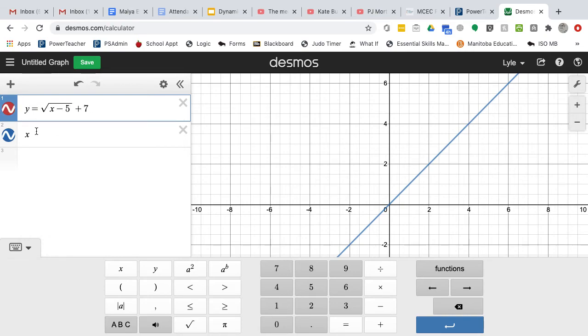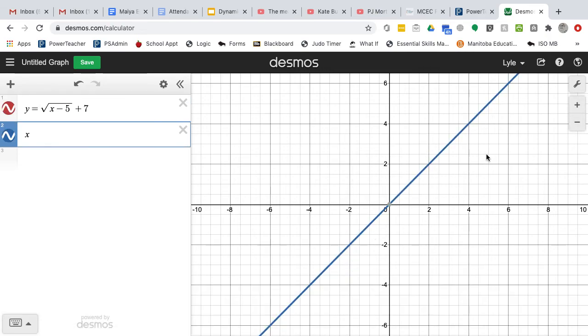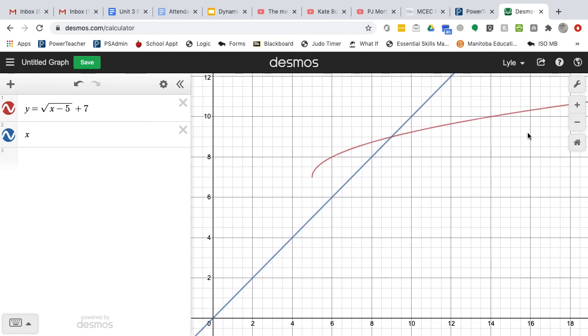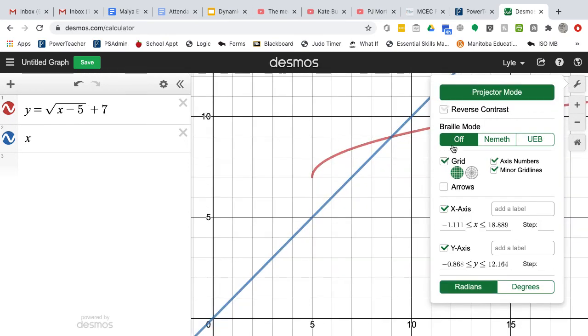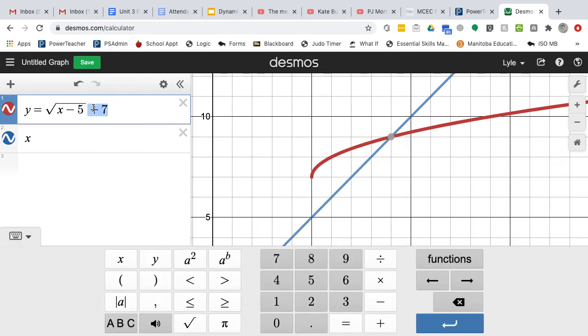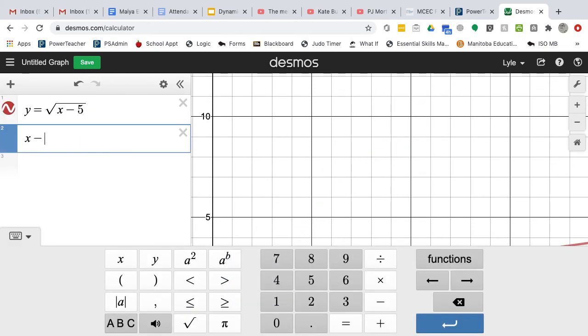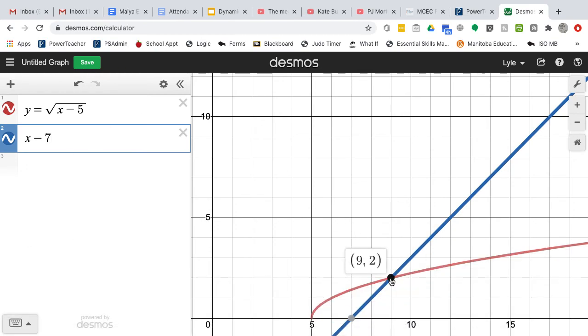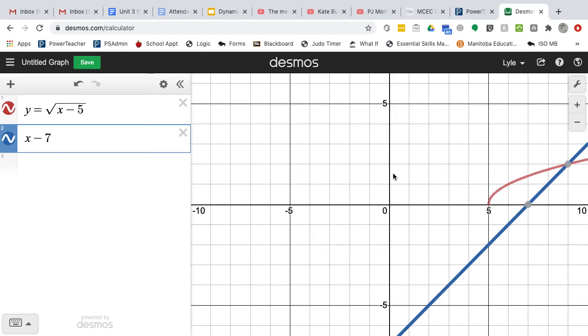Why is this one not showing up? Oh, plus 7, that's why, because it's way up here. Looks funny that it's just this burp in the middle of nowhere. But they intersect at where x equals 9. That was our answer. Now I said if I could have put this 7 on the other side of the equation, they intersect at x equals 9.